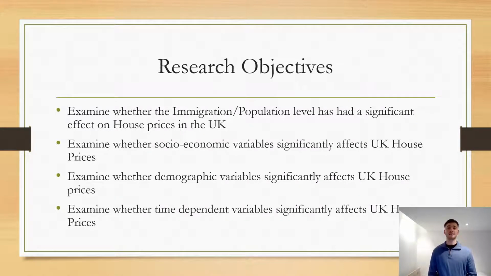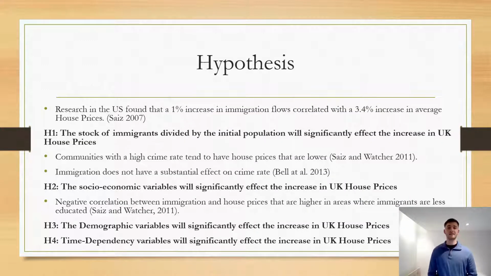My research aims to determine whether the stock of immigrants over population, socio-economic variables, demographic variables, and dependent variables significantly affect the house prices in the UK. In this slide, I will show the hypothesis tests that I will be testing.